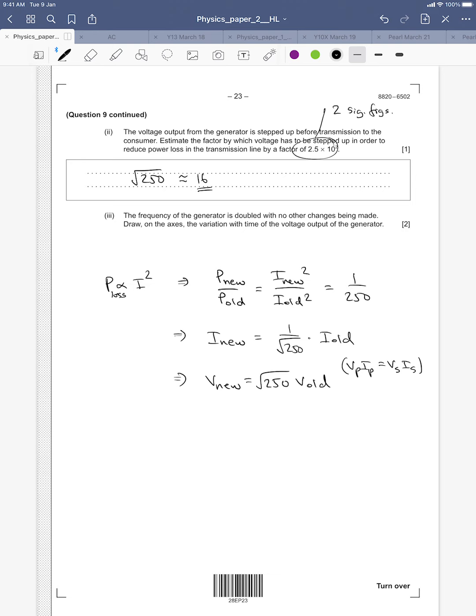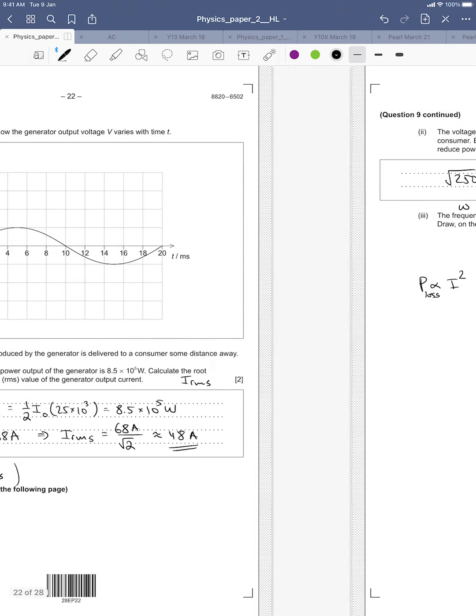Good. Last one, the frequency of the generator is doubled. No other changes made, and they're talking about the angular frequency. Of course, it can also just be the normal frequency, but the most convenient thing is probably to think of this as the angular frequency. Doesn't really matter. Draw on the axis the variation with time of the voltage output of the generator.